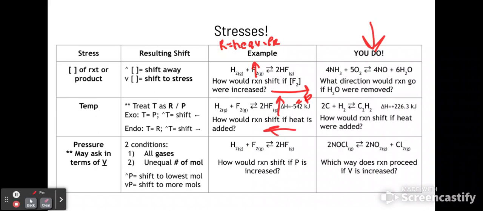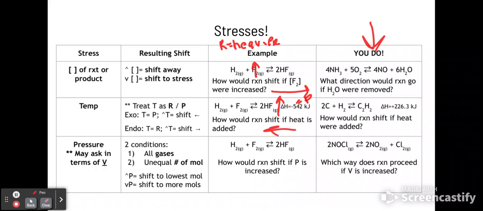So the first one, all gases. We have all gases present. And then the second one is that we have unequal number of moles. So you have to make sure every compound in your equation is a gas, and then you have to make sure you have unequal number of moles on each side. So when we meet those two conditions, we then look at an increase in pressure.